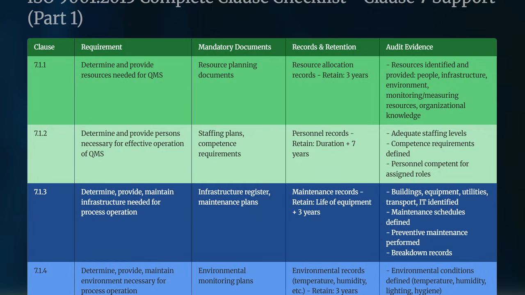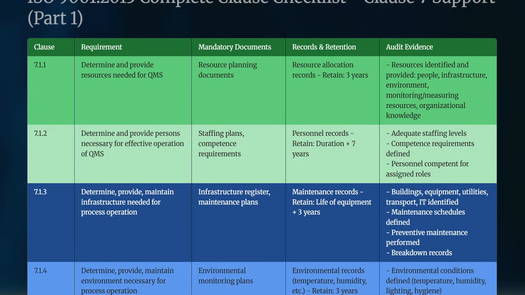And the documents required here: you need a resources planning document, and you need resources allocation records, and retain those records for 3 years. During the audit, you need to present evidence of resources being identified and provided, including people, infrastructure, environment, monitoring and measurement resources, and organizational knowledge.